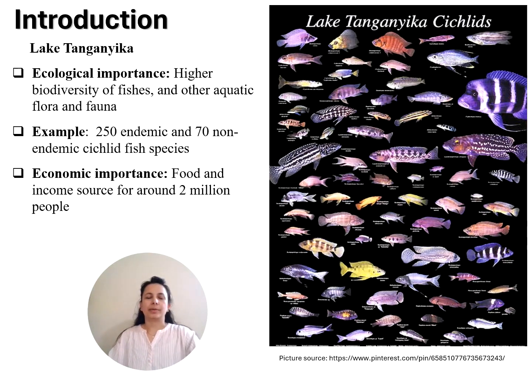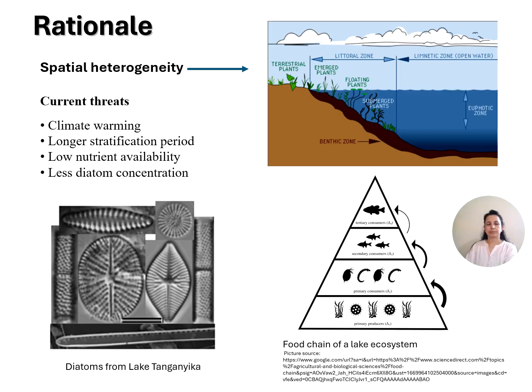Lake Tanganyika provides several kinds of ecosystem services to a large population of flora and fauna living in the lake. It is the habitat for around 250 endemic cichlid fish species and 70 non-endemic cichlid fish species. Besides that, the lake provides economic and food services to nearly 2 million people living in the riparian zone of the lake. So the lake is directly associated with the livelihood of the people living there.